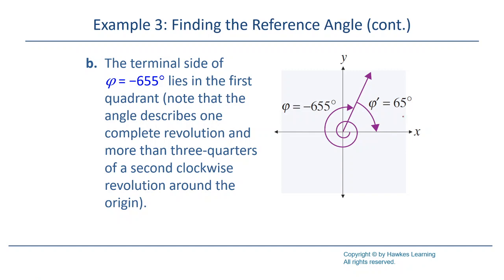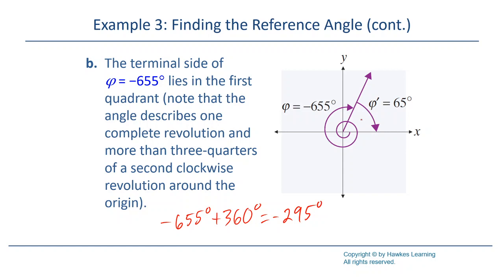So how do I get to this? Well, if I take negative 655 degrees, and I want to try and get a reference angle, then the first thing I'm going to do is add 360 degrees to it. If I do that, that gets me negative 295 degrees, which is actually the first kind of rotation backwards. So notice how this kind of loops through twice.